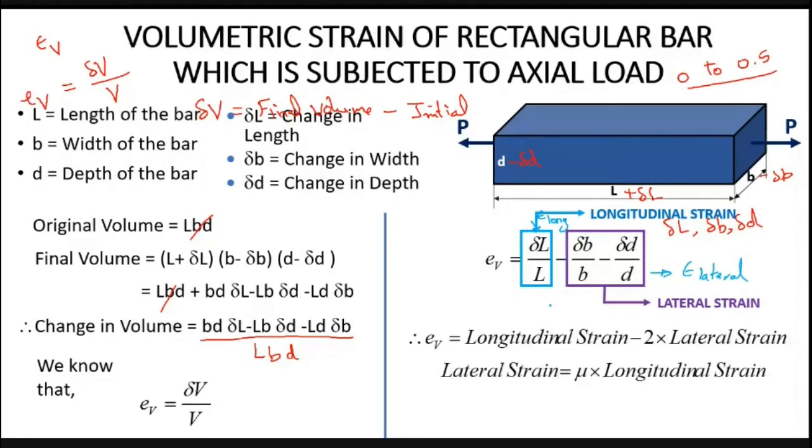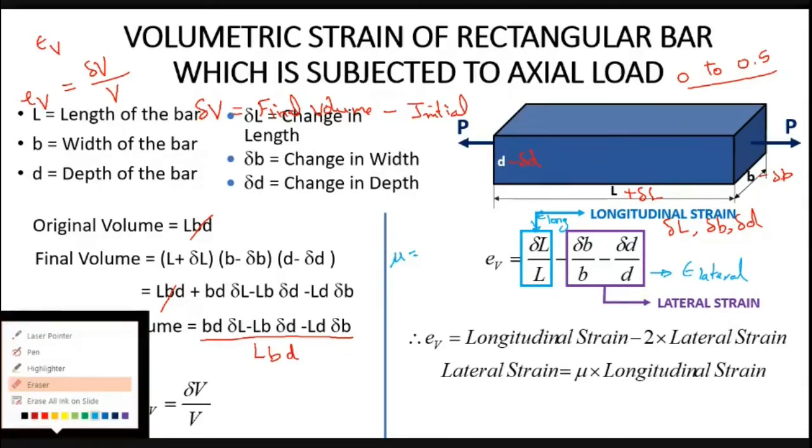Which can be written like this. Lateral strain I can write as mu into longitudinal strain. This is your Poisson's ratio. So mu is lateral divided by longitudinal. So in that case, your lateral will be mu into longitudinal. So that is what I got.